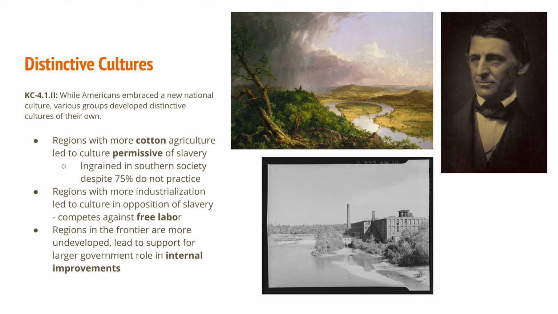So while Americans embraced a new national culture, various groups developed distinct cultures of their own. So the regions with more cotton agriculture in the South led to a culture that was more permissive of slavery. This is slavery becoming a large part of Southern identity, even though 75% of Southerners did not practice it, did not own enslaved people.